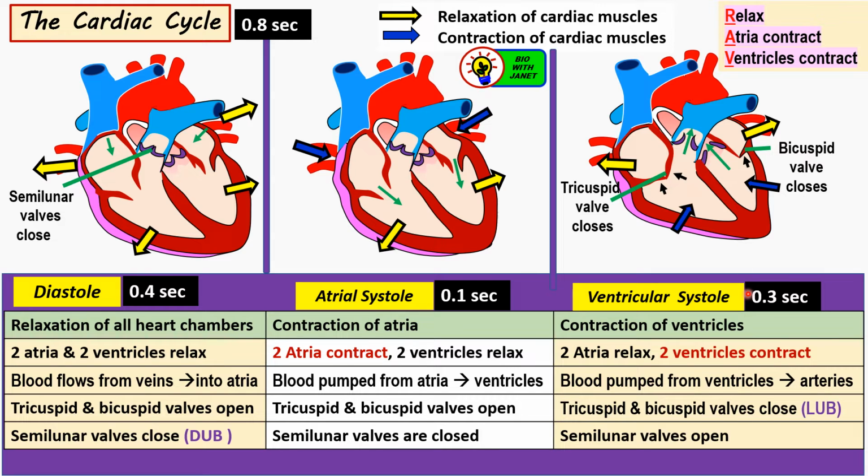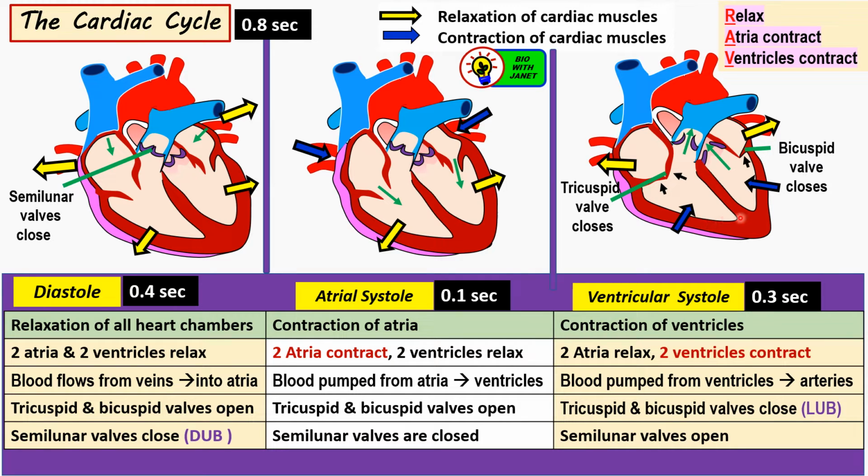Next is ventricular systole, or contraction of ventricles. And the time for it is 0.3 seconds only. So the two atria now relax. After the contraction, they relax. It's now the ventricles' turn to contract. So the two ventricles contract, as shown by the blue arrows.